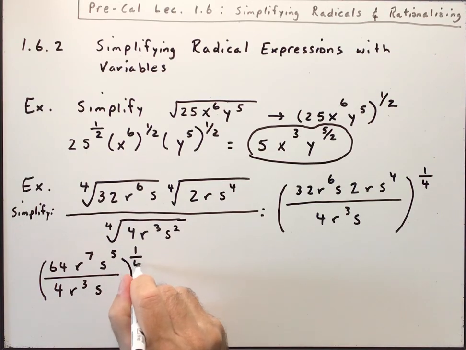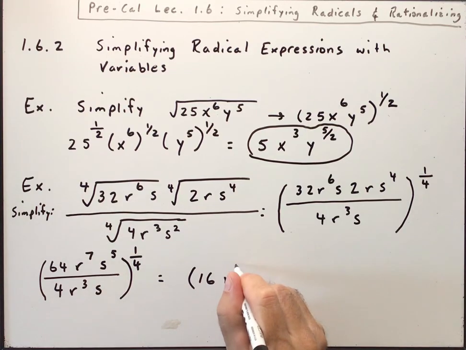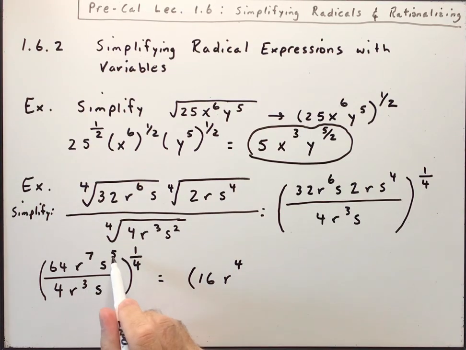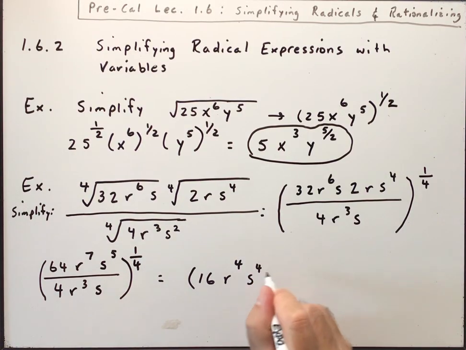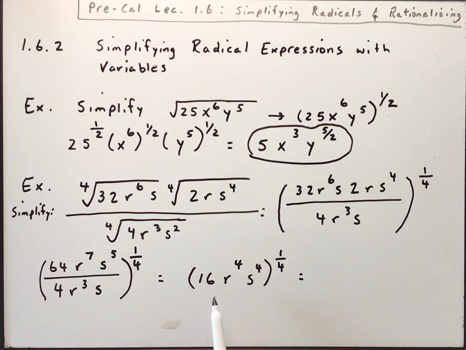And we're raising that to the 1/4 power. Now it's pretty easy to simplify. 64 over 4 is 16. Now we're going to put everything on one line here. 16. R to the 7th over r cubed, 7 minus 3, that leaves r to the 4th. And then s to the 5th over s, 5 minus 1 would be s to the 4th, all raised to the 1/4 power. And now we can do our final step, raising each individual component to the 1/4 power.